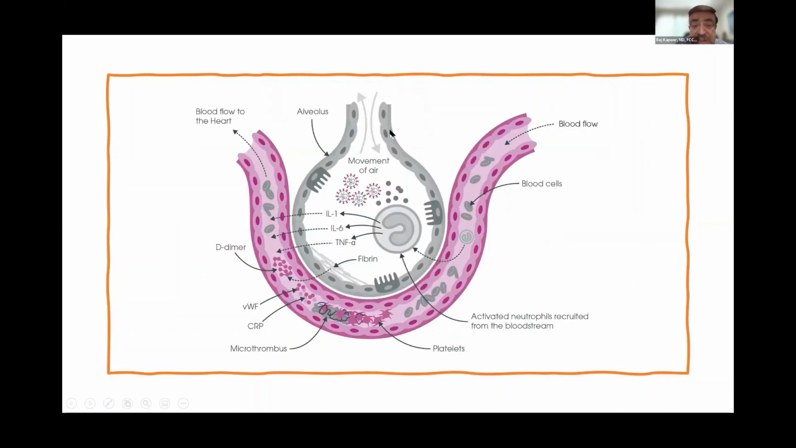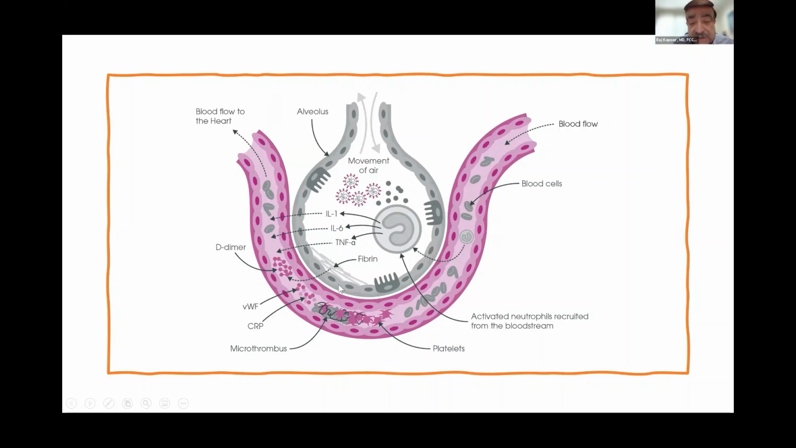So what's happening inside the lung? When the virus comes in, it will affect the alveolar type 2 cells. The alveolar type 2 cells make surfactant, and the surfactant is responsible for the surface tension of the alveolus. Once the surfactant production is gone, there will be a collapse of the alveolus.